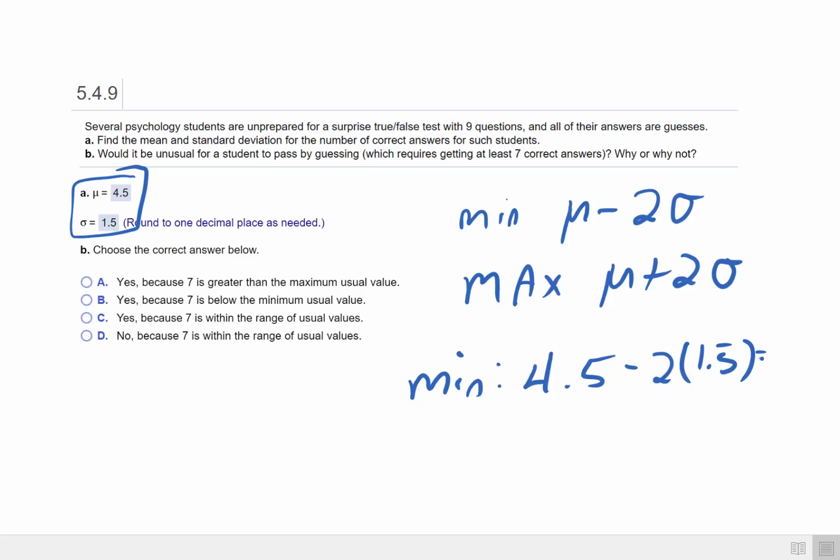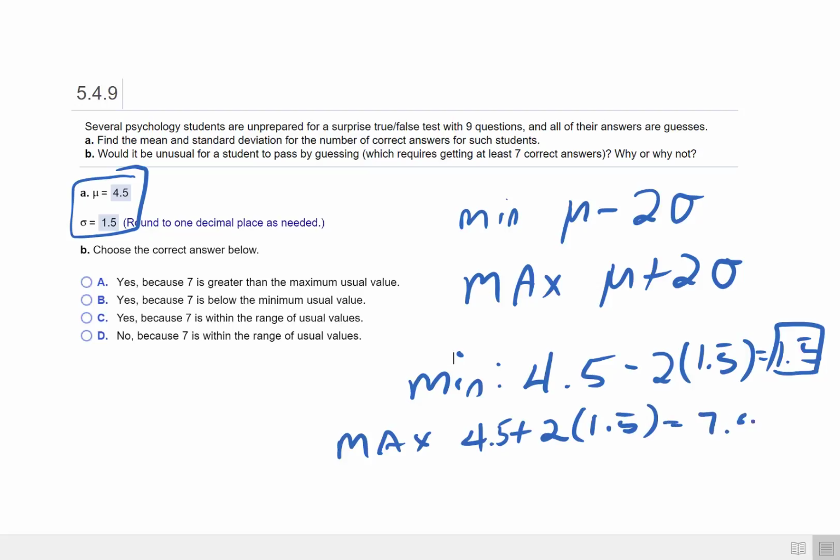So that's the minimum usual value. And then what's the maximum? It's going to be 4 plus 2 times 1.5. So 2 times 1.5 is 3. Sorry, it's 4.5 plus 3. So this is going to be 7.5.